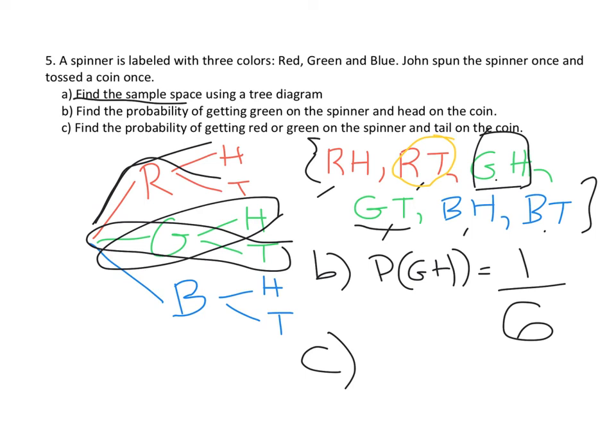Green and a head isn't fine, right? Because red or green is fine, but and a tail. The tail part is mandatory. Either red or green is fine, but and a tail. So green and a head doesn't work, but green and a tail does work. Okay? And blue doesn't work. So going through my 6 possibilities, there are 2 of them that have either red or green on the spinner and also have a tail on the coin. So for C, there are 2 possibilities out of 6, so 1/3.